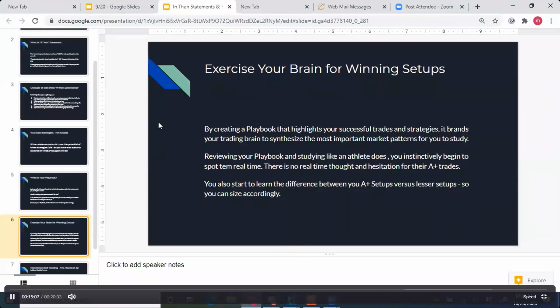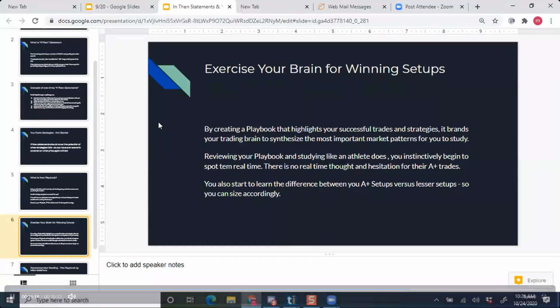People talk about, well, I've only been trading 1 year versus I've been trading 20 years. Well, if you're trading 1 year, but you're putting in the time, the effort, studying your playbook, you're getting a lot more screen time than, say, someone that already has 3 years worth of trading. So you can accelerate your learning curve and your experience by studying your playbook. Okay. Reviewing your playbook and studying it like an athlete does, you instinctively begin to spot them in real time. You don't have to think about it. You'll start seeing these setups.